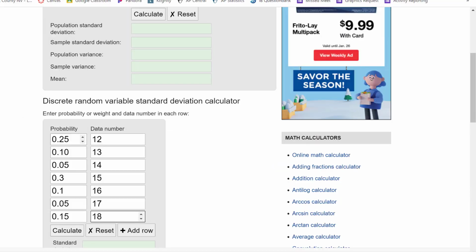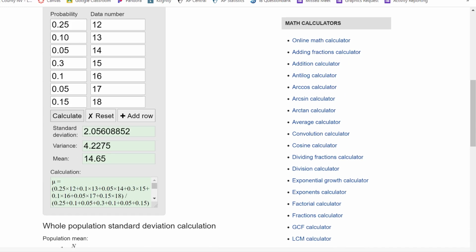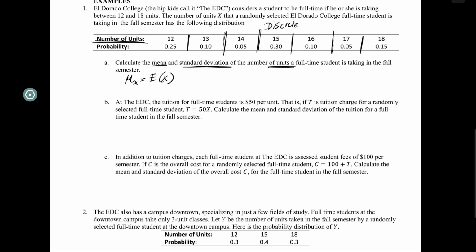Let's go ahead and do that. All right, so I have the entirety of my probability distribution input into my calculator. Press the calculate button and we can see our standard deviation. If I round it to 2 decimal places, it will be 2.06. The mean, as the first thing that I was looking for, was 14.65. So let's go ahead and write out those values. We have answered our first question of the day. So that's 14.65 units. And then the standard deviation of the number of units was 2.06 units.